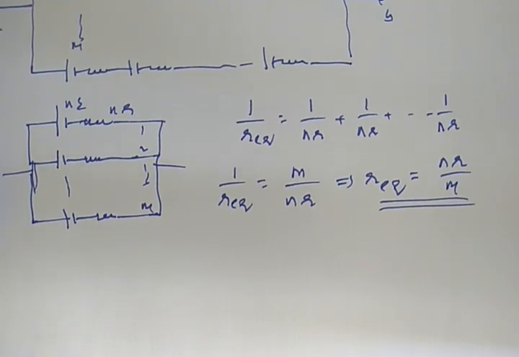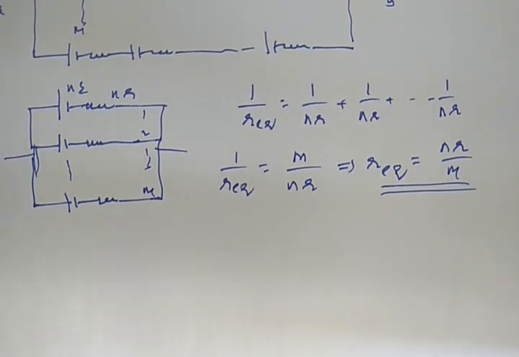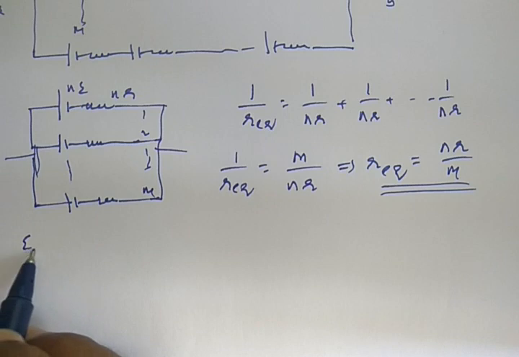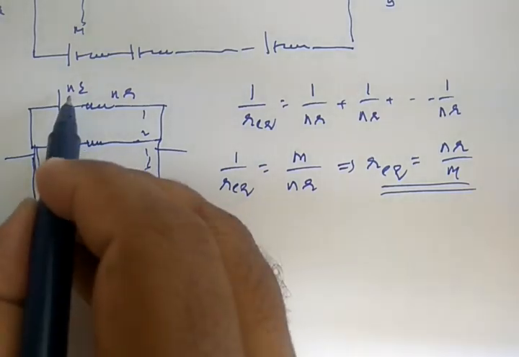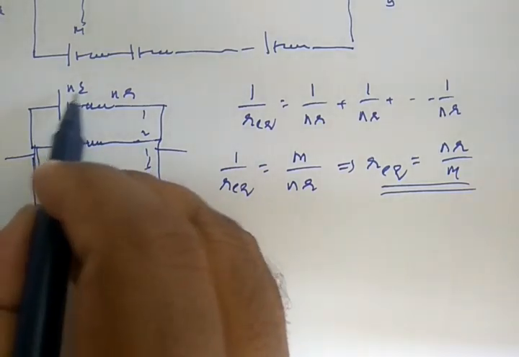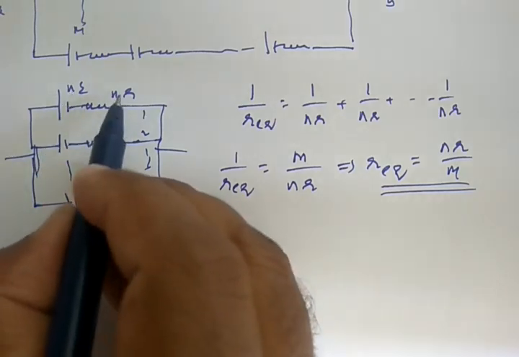Now what is the EMF? We also know that E equivalent by R equivalent equals E1 by R1 plus E2 by R2 plus E3 by R3 and so on. Then E1 is nE and R1 is nr.